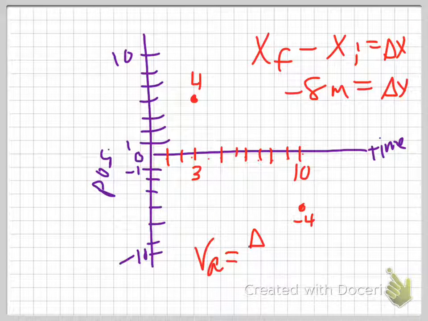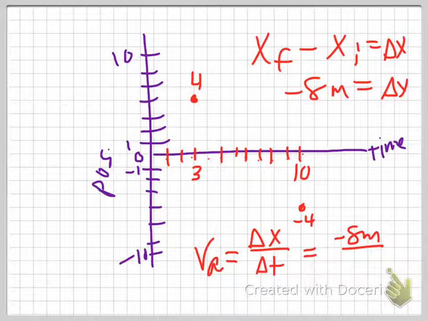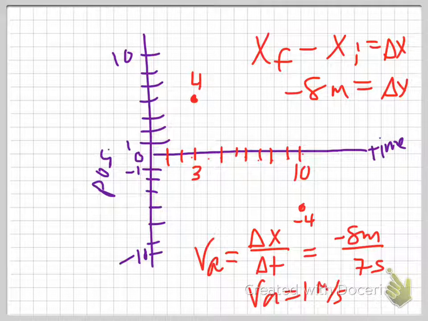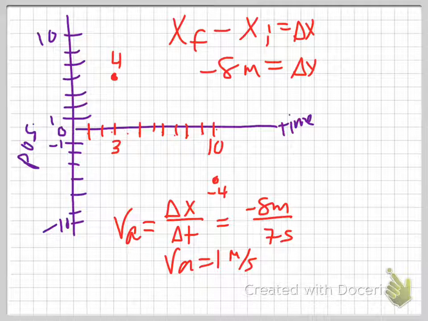well, that's just delta x over delta t. That's negative 8 meters over 7 seconds. Could have made the math easier on myself, couldn't I? So don't you dare give me 8/7. I'll beat you with a physics stick. It's like 1.14 something. Slightly over 1 meter per second, sig figs, because I'm doing a crappy job here, to 1 meter per second.